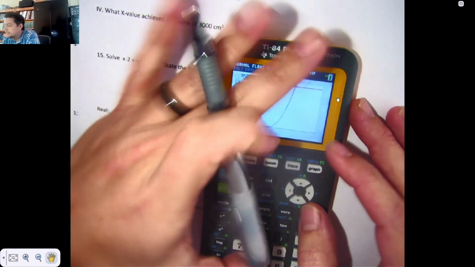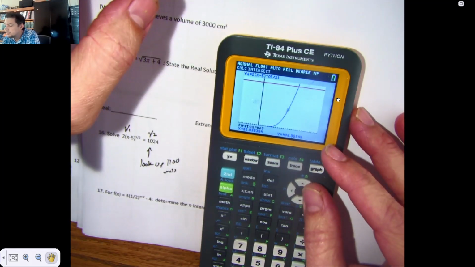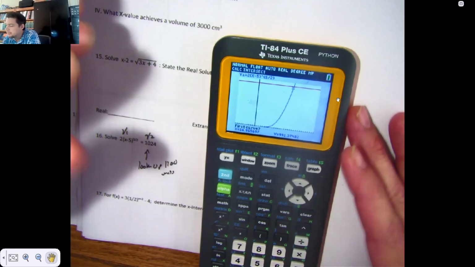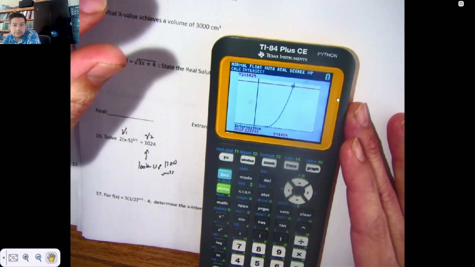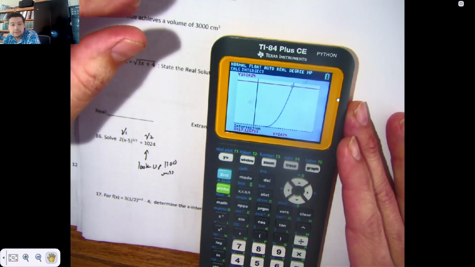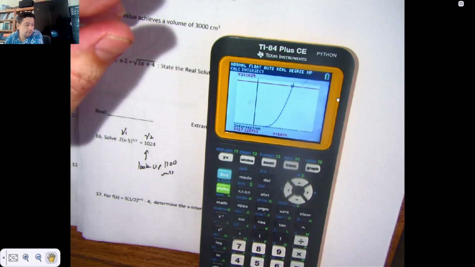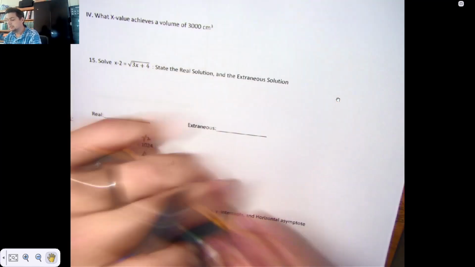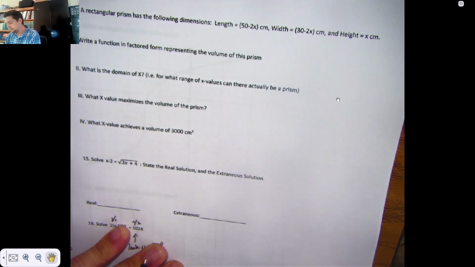Second trace 5. Get that little blinky dude close, and then you press that magic enter key 3 times. Enter, enter, enter. And there she is, roughly 17.13 or so, whatever it was on the key. 17.1257. 17, nope. 17's not even on your quiz.